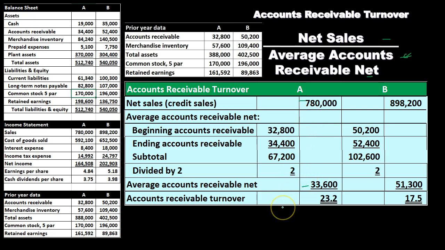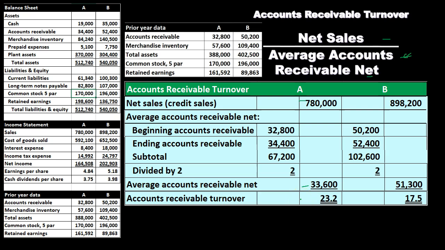And what that means is that's telling us how many times basically the accounts receivable are turning over. And that's how many times in essence they're being paid off, they're being turned over. We want this number to be higher, because that means the average accounts receivable is turning over more times.